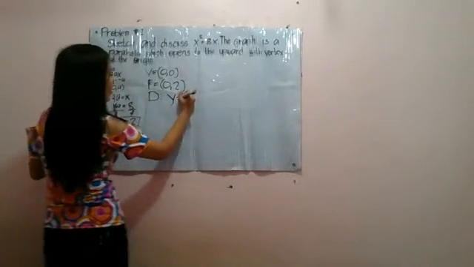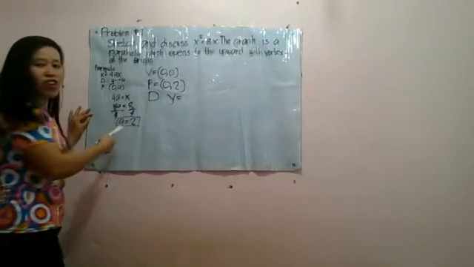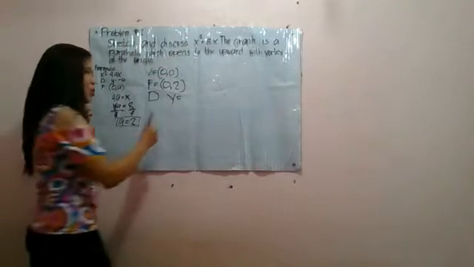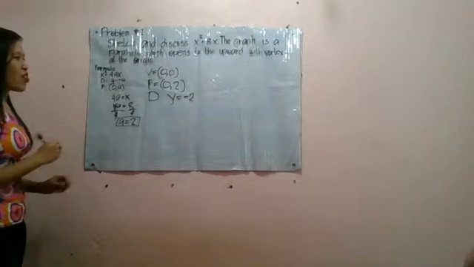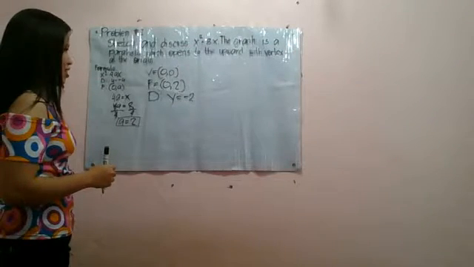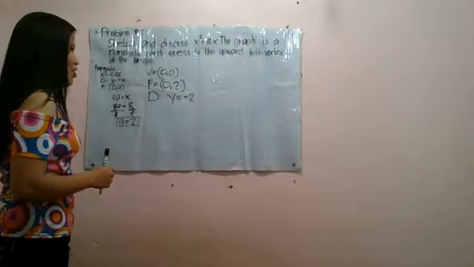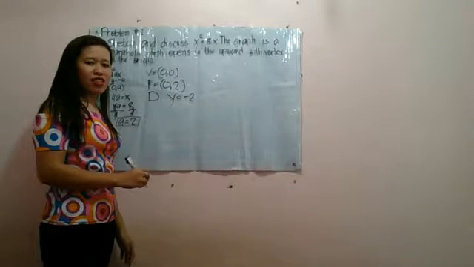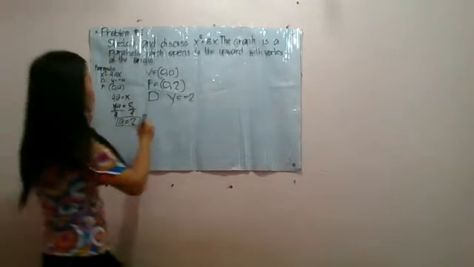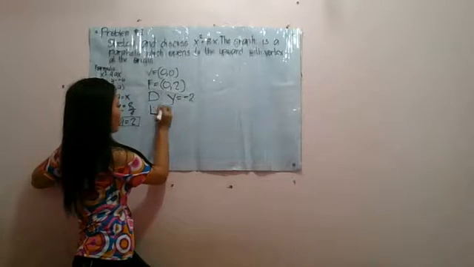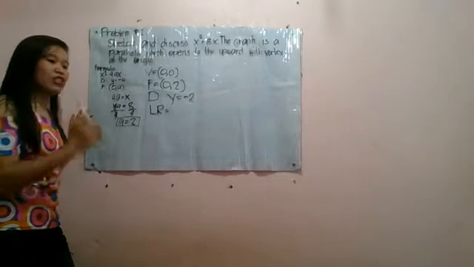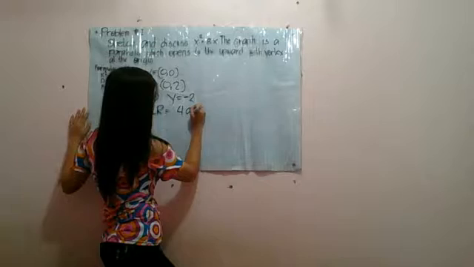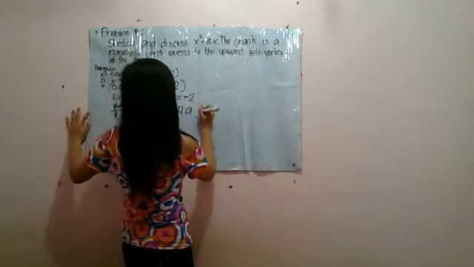Next is the latus rectum. The length of our latus rectum is 4a. So let's substitute the value of a. Our a is 2, so 4 times 2 is 8. The length of our latus rectum is 8.